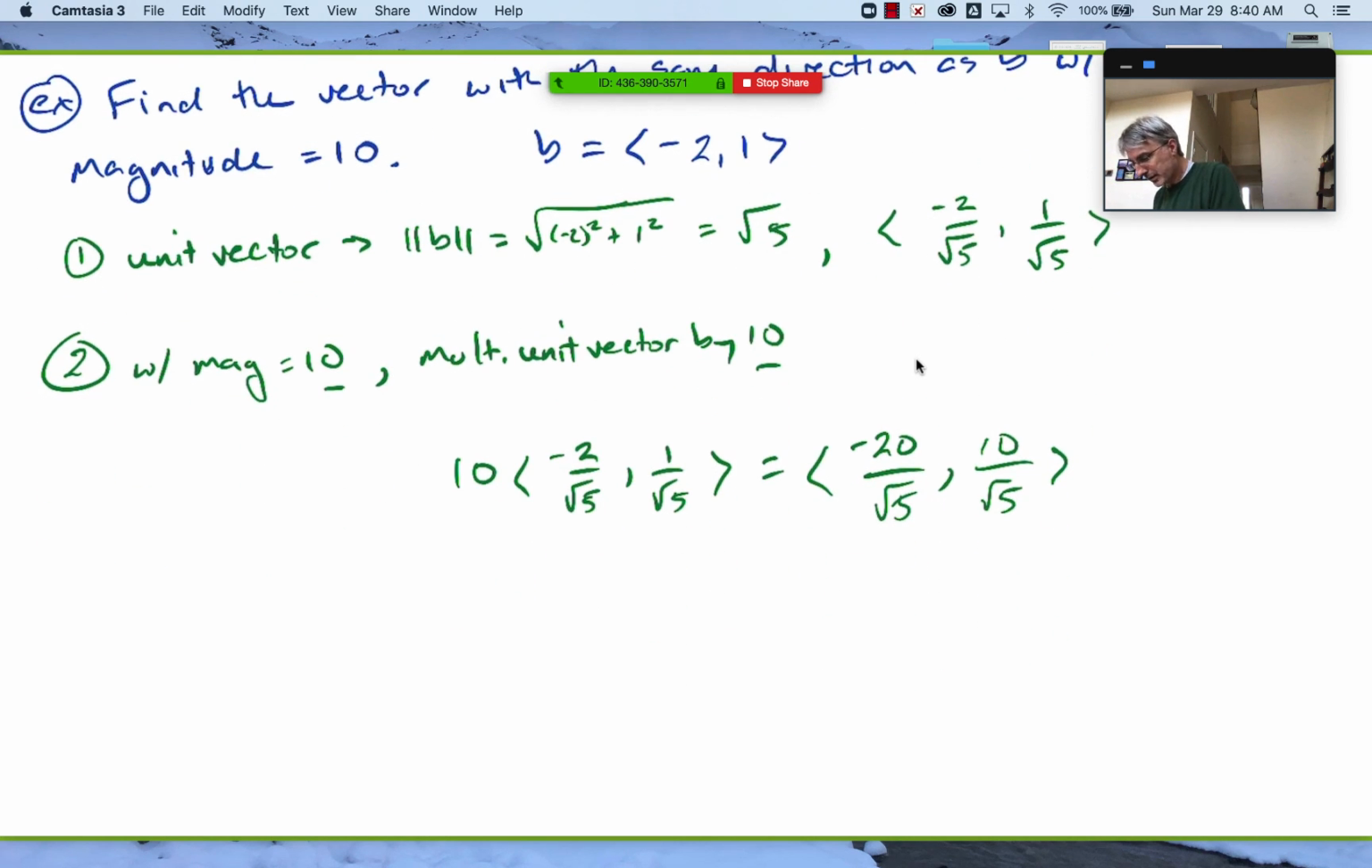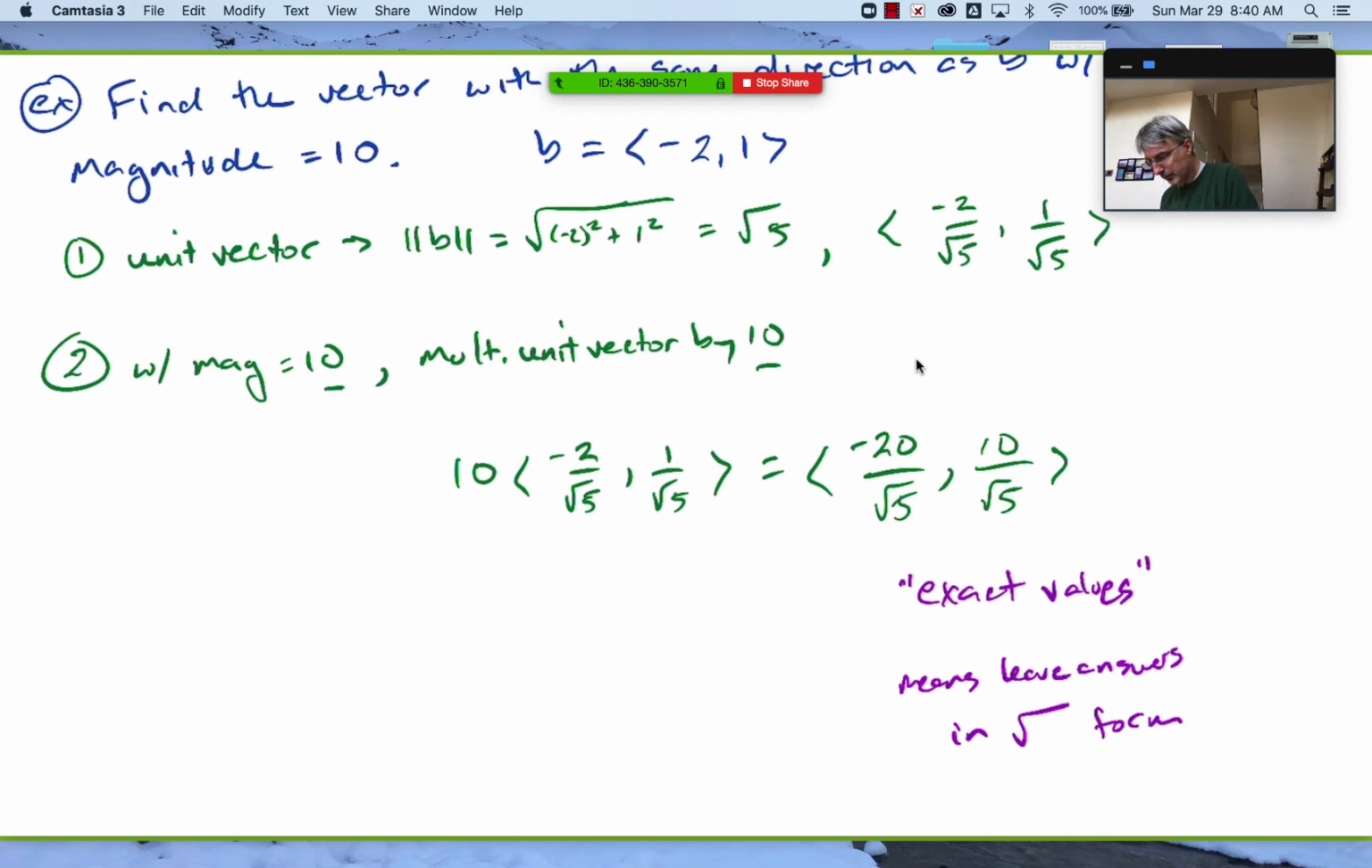The last bit of vocabulary, a lot of times I'd say exact values, and that means leave answers in square root form. So don't use the calculator, just leave your final answer like that.